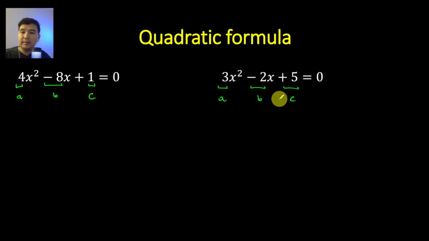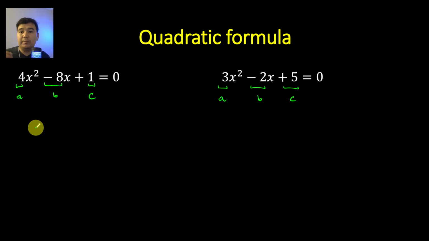So whenever the number has a negative sign, you take the negative sign as well. So the coefficient b is not just 8, it's -8. It takes this negative sign as well. Now the formula is the following. So instead of memorizing the whole formula, it's better to split the formula into two parts.